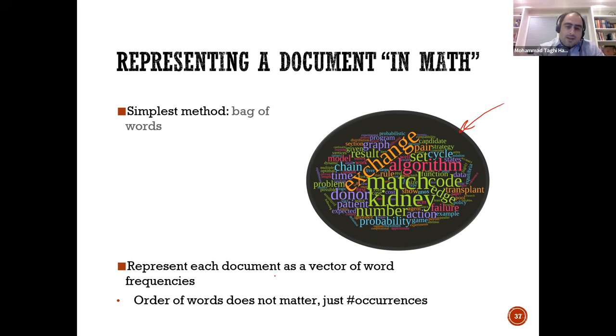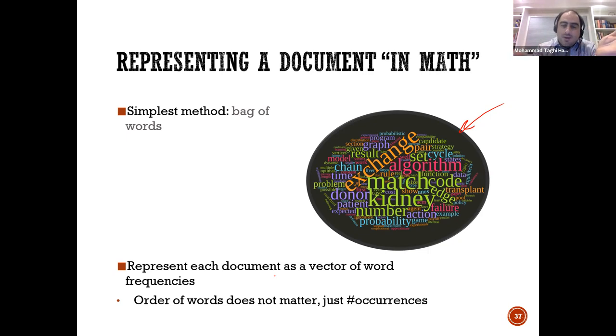So one easy way is to consider each document and just represent it as a vector of word frequency. So for each word, you have one dimension, and you can consider it a dictionary essentially. For each word, you say how many times this word appeared, and this would be the vector that we are considering. So in that case, we don't care about the order of the words. We only care about the number of occurrences of a word.